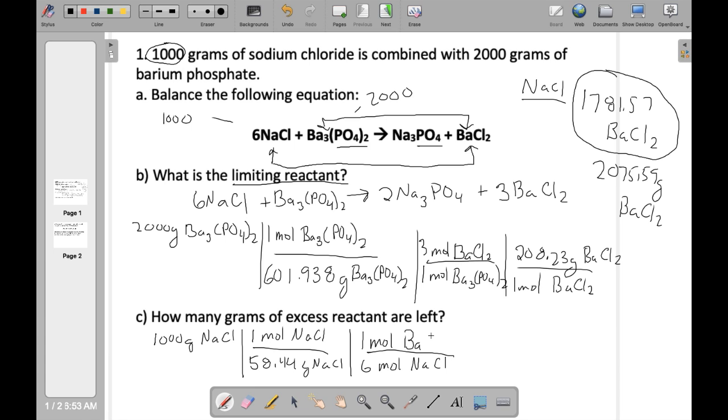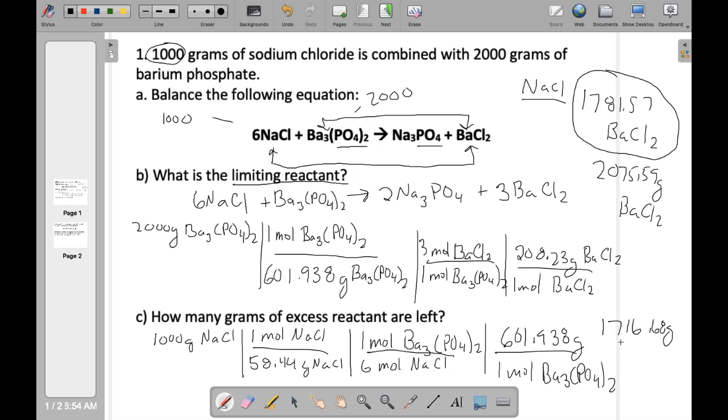1 mole of barium phosphate. I will now take this back to grams. So 1 mole of barium phosphate equals about 601 grams of barium phosphate. So if I go ahead and do this math, what I'm going to find out is it will use about 1,716 grams of barium phosphate.